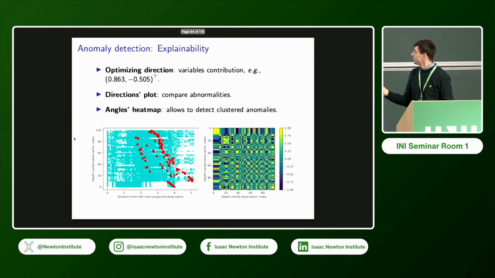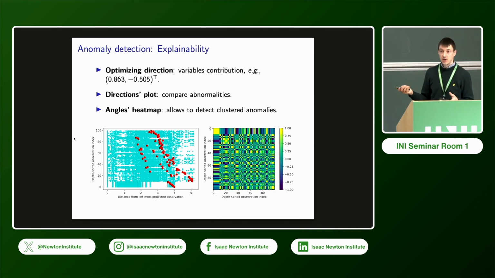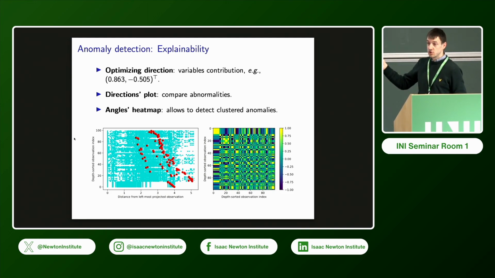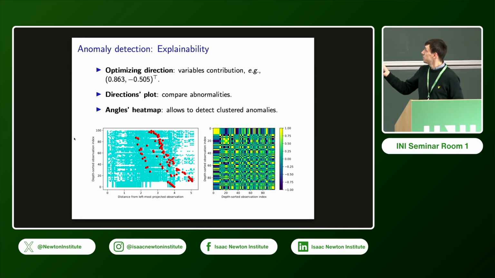So now what I can do, for my sample, I will compute all depths, and to each of the depths, I will associate a direction on which this depth is minimized, okay? Now these directions will tell me a lot. First, for an anomaly, the optimized direction you can see like principal components, when we try to maximize variance. Here it will rather show which variables mostly contribute to the abnormality of a particular observation.